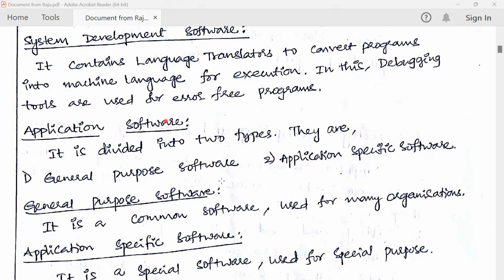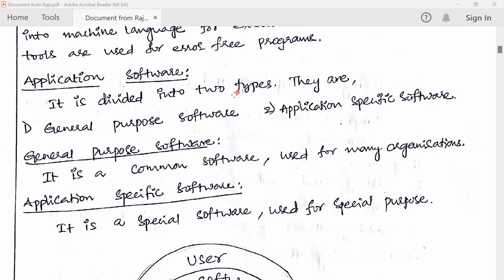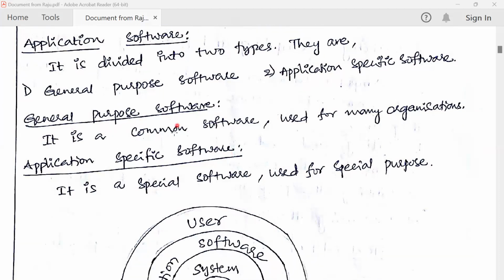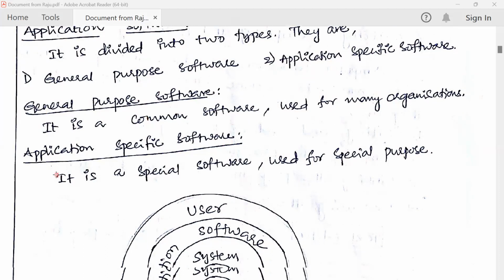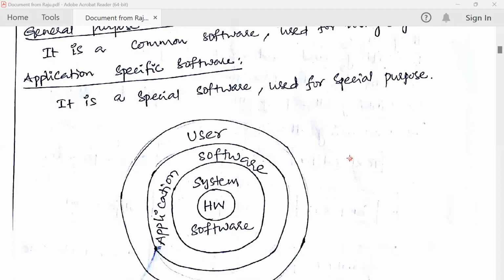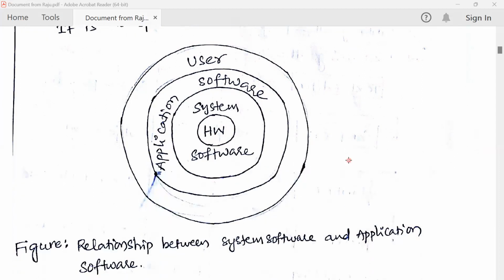Now, next one we have, application software. Application software is divided into two types. First one is general purpose software, and second one is application specific task software. General purpose software is common software used by many organizations, and application specific software is special software used only for special purposes.